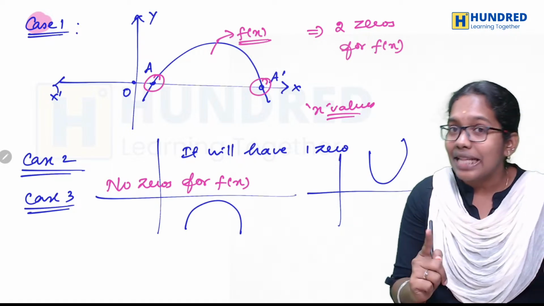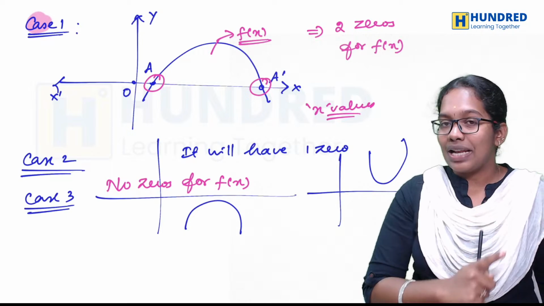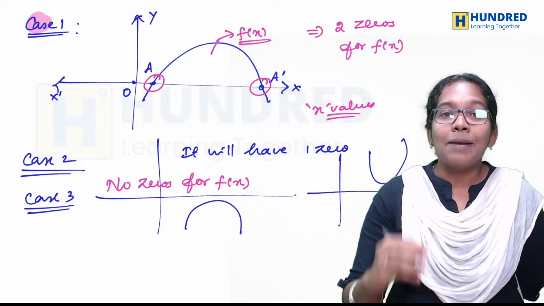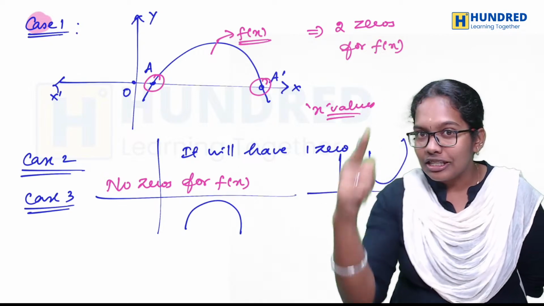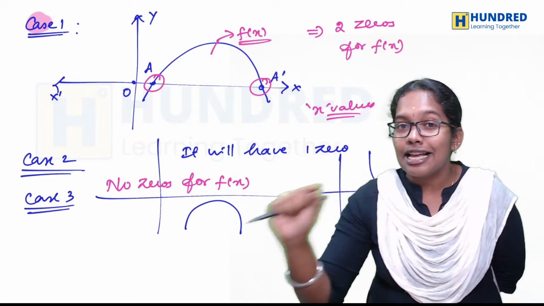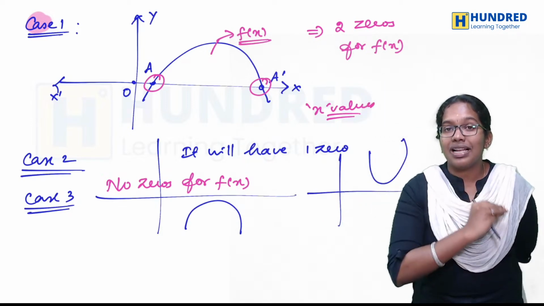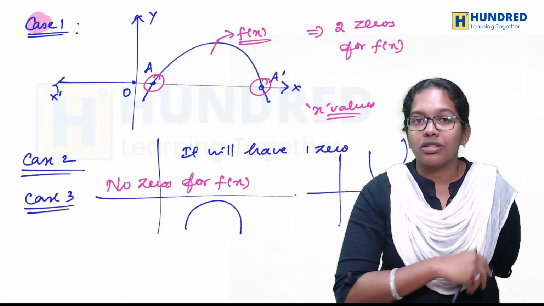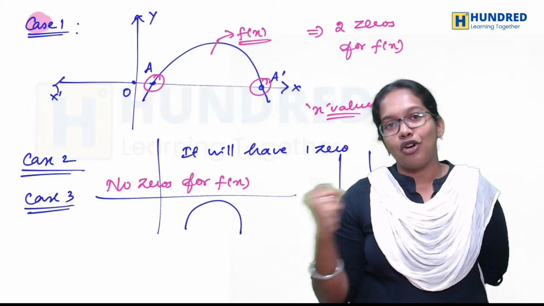Okay, if it is touching the x-axis at exactly one point, then that f of x will have only one zero. If that f of x curve is touching the x-axis at 2 points, what is meant by that? That f of x will have 2 zeros. Okay, these are the things we can observe from the graph of polynomials.